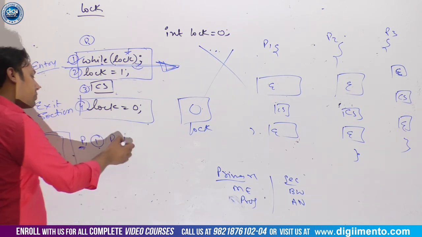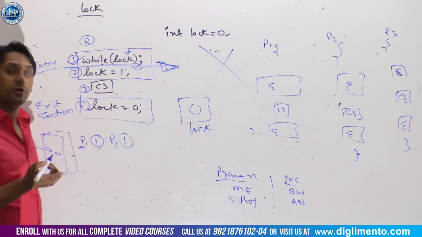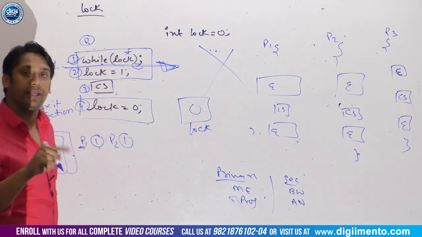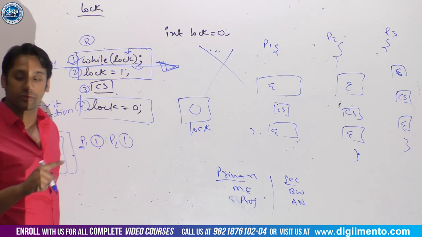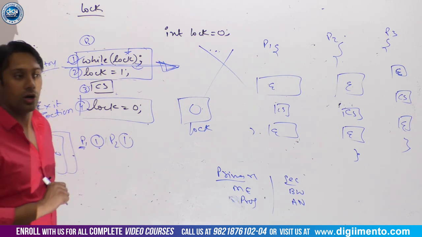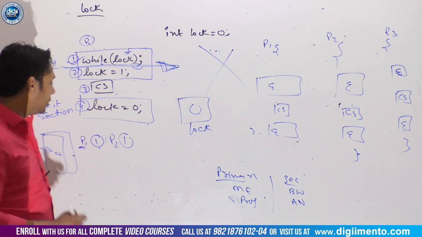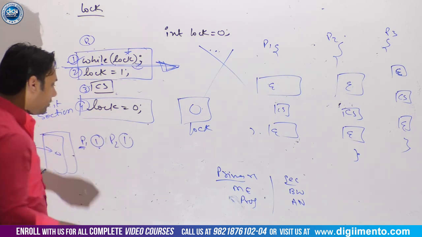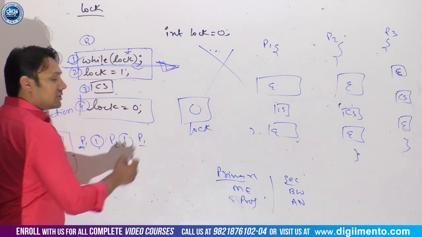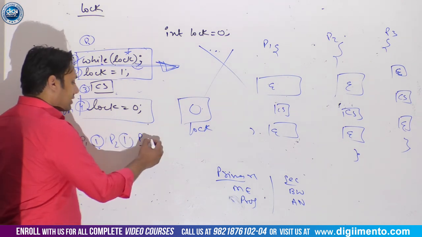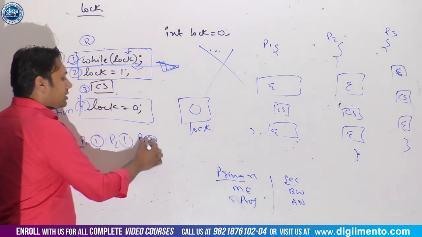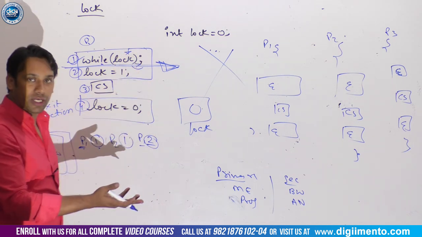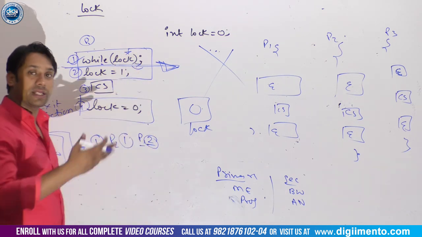Now process P2 also executes line number 1. That means process P2 also checks that the lock is not set. There is no lock. Both of these two processes identified there is no lock. Now if the CPU is again given to process P1, process P1 executes line number 2, because line number 1 has already been executed.